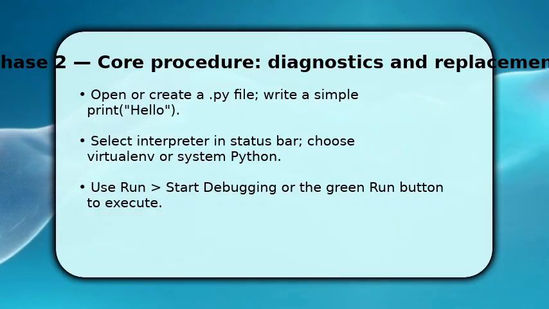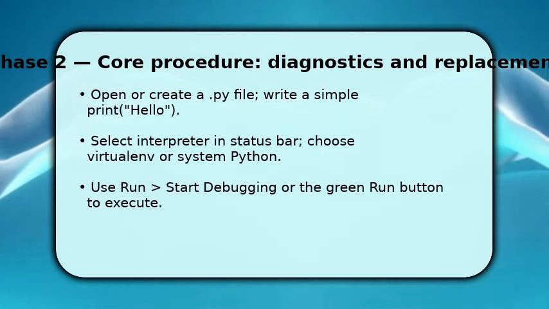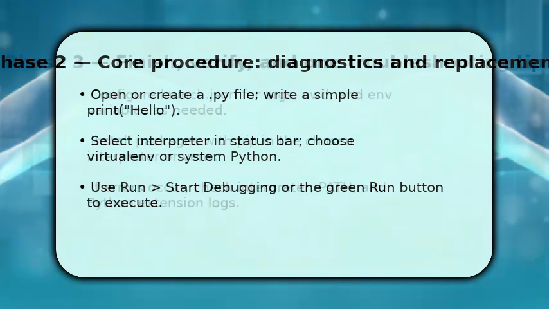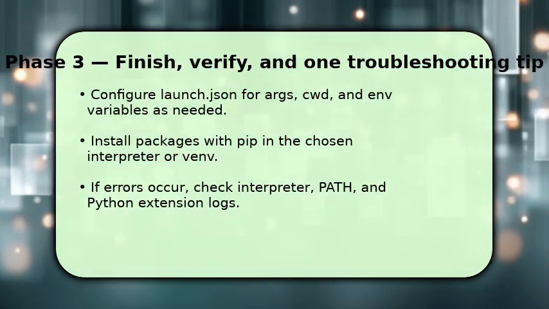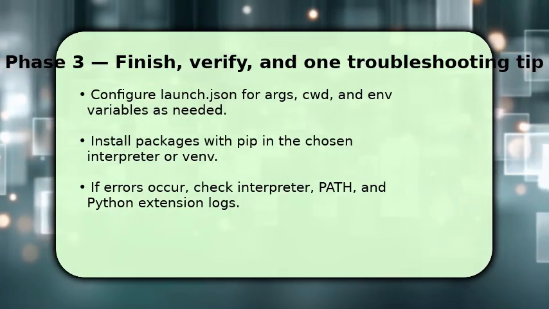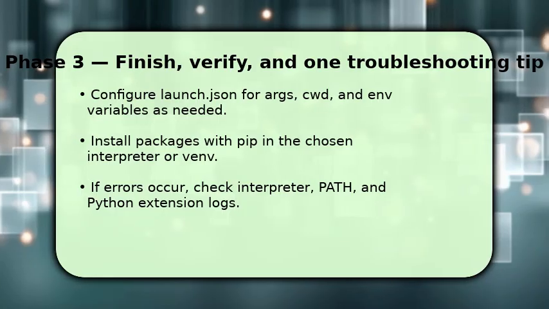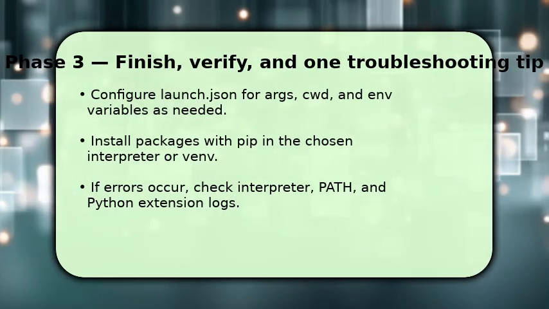If you need command line args or environment variables, set them in launch.json so runs are reproducible and repeatable. You finish by configuring launch.json when you need arguments, a specific working directory, or environment variables. This makes runs consistent. Next, install project packages with pip while the correct interpreter or virtual environment is active, so imports resolve.